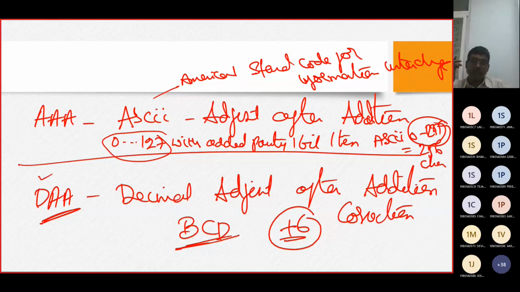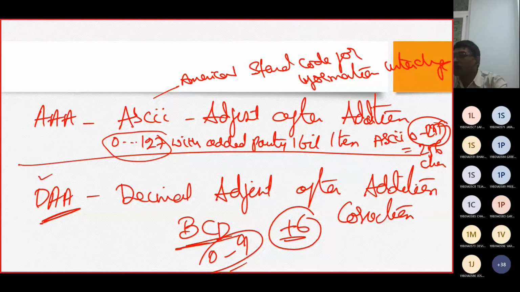Next comes the decimal adjust after addition. In this decimal adjust after addition, we will add a correction factor of +6, and we will see that the result is between the minimum value 0 and the maximum value 9. That is how we work with decimal numbers, which will be between 0 and 9. So this is all regarding the first category.